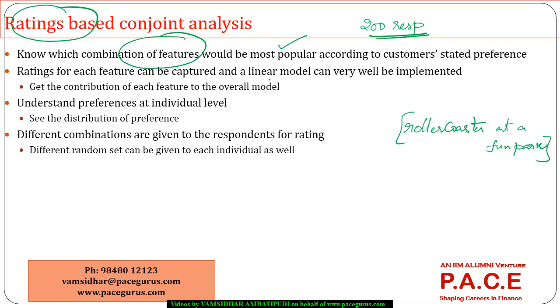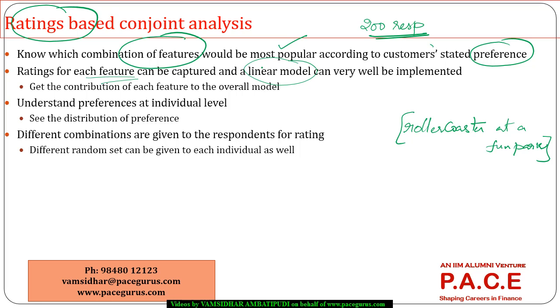So I can very well understand which combination of the features is the most popular according to the preference of the customers. Now I have 200 customers overall in the data. So based on the preference of the 200 customers, I would like to see which combinations of the features will be more and more popular. And I can very well go ahead with a linear model as well, so I can capture the rating for each feature. I have captured the ratings and I can build a linear model directly and implement it.